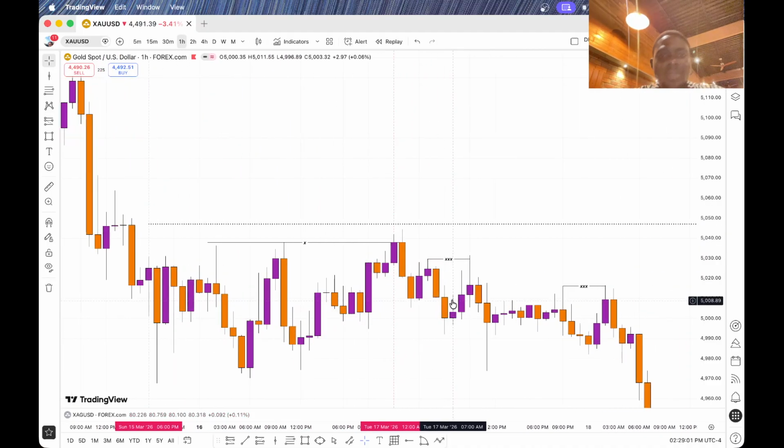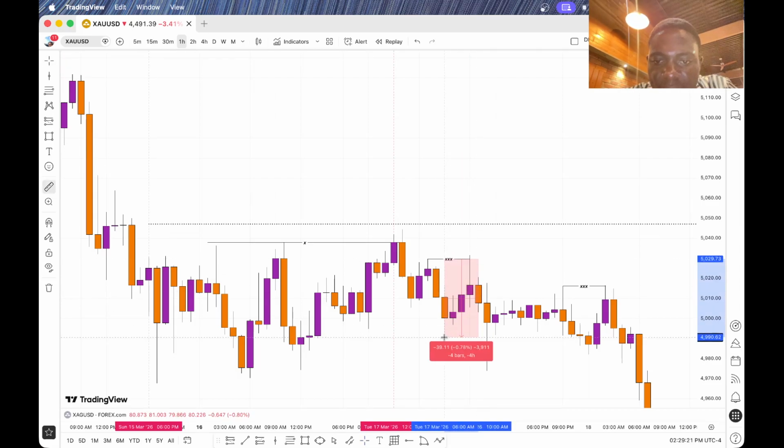You understand? Now, the next day, 12 o'clock, 1, 2, 3, 4 o'clock, 5, 6, 7, 8, 9. 9 o'clock, what happens? We see that price comes all the way upwards to take out a previous high before it goes down. Immediately it takes out this high, what do we do? We chase price back down.